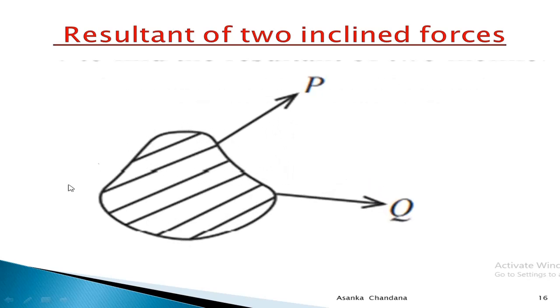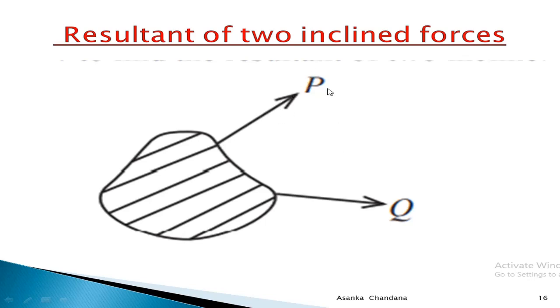Right, now think about this object. On this object there is a P force like that, and a Q force like that. They are not coplanar or collinear, and also not parallel. Those forces are known as inclined forces. You haven't learned how to calculate the resultant force in that situation, but you can identify the direction of the resultant force when inclined forces act on the object.